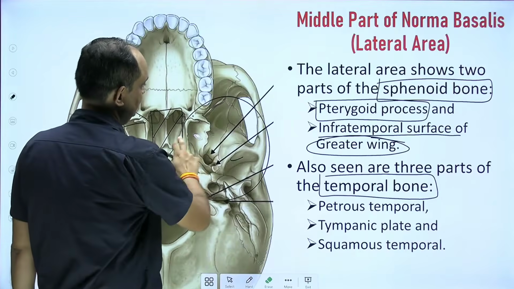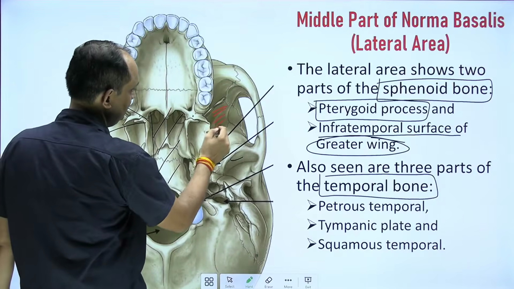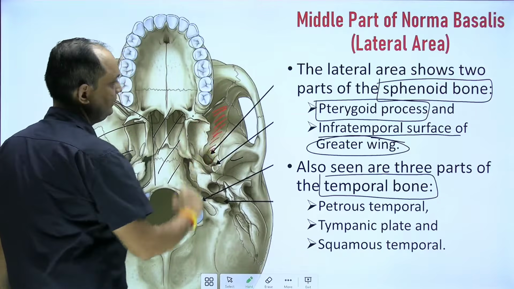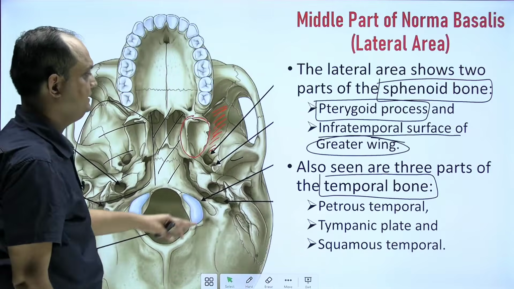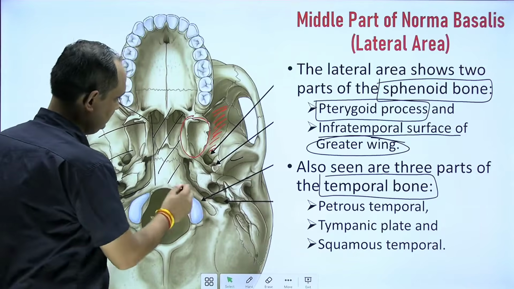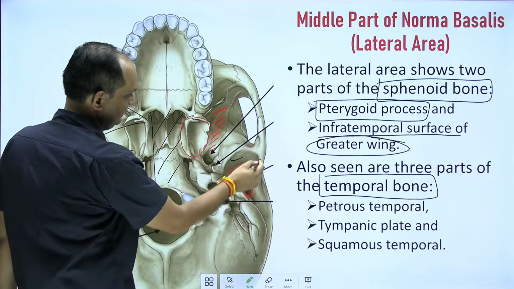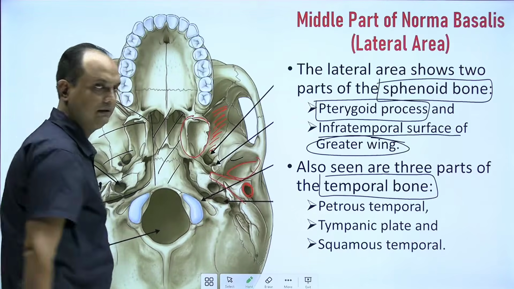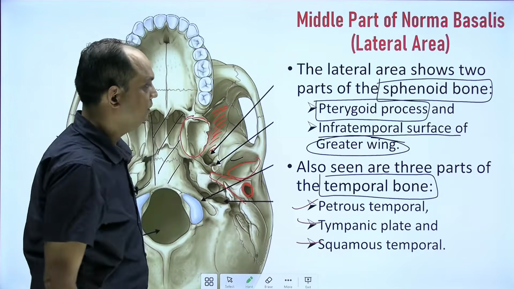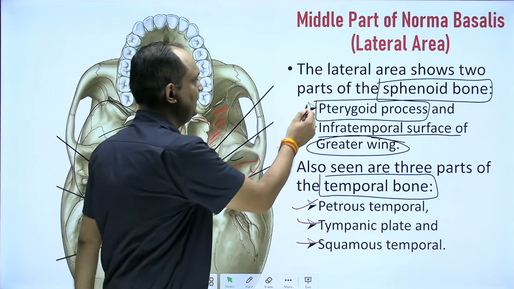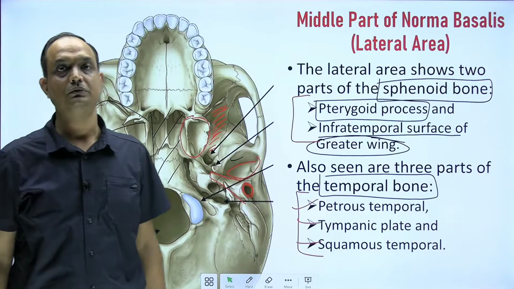So where are these two areas? If you try to mark these areas in this image, this is your inferior surface of the greater wing of the sphenoid, and these are the two pterygoid processes. Now if you see the temporal bone, this is your temporal bone where you will have this external acoustic meatus, the mandibular fossa, the petrous part, the tympanic part, and the squamous part. So we will discuss these two parts of sphenoid bone and these three areas of temporal bone in relation to the norma basalis.